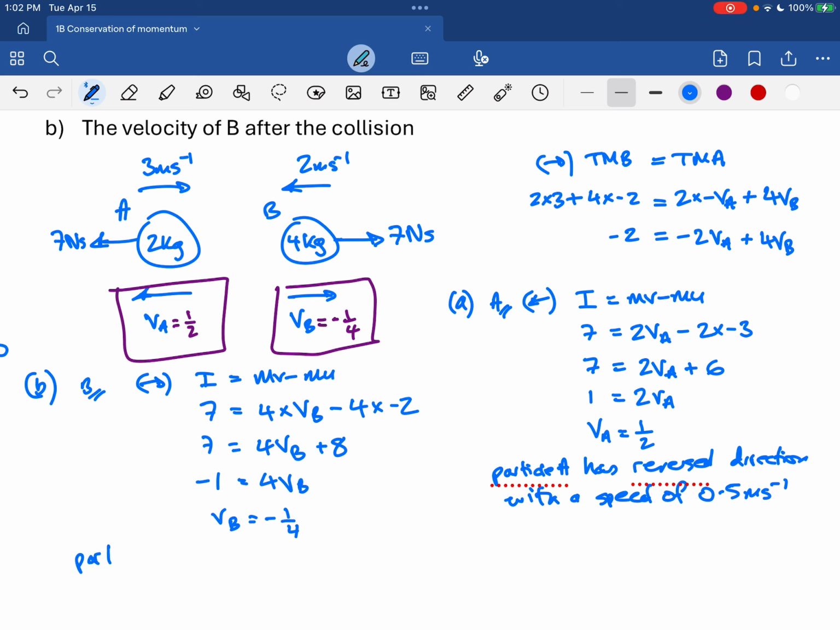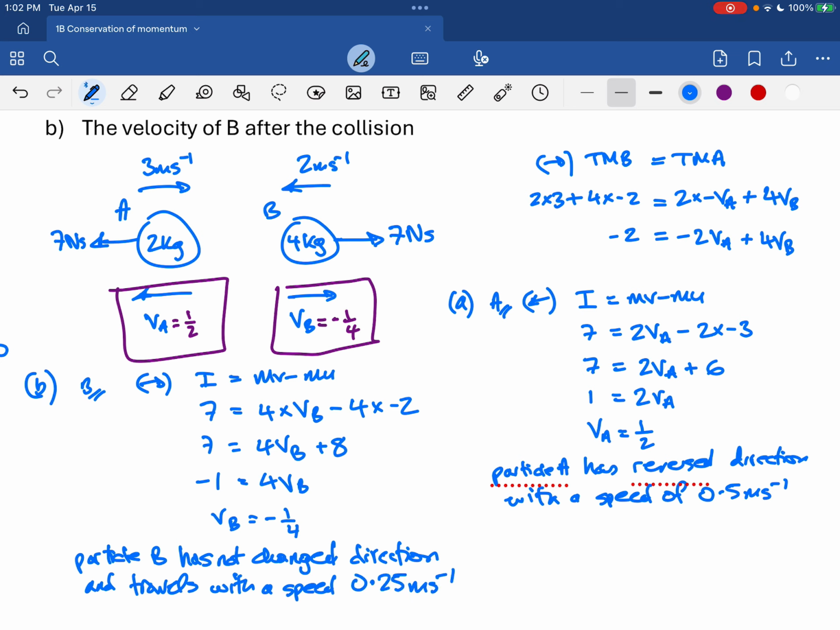So particle B, how am I going to write it? Particle B has not changed direction. Anything that communicates that it hasn't changed direction is absolutely fine. So particle B has not changed direction and travels with a speed of 1/4, so 0.25 meters per second.